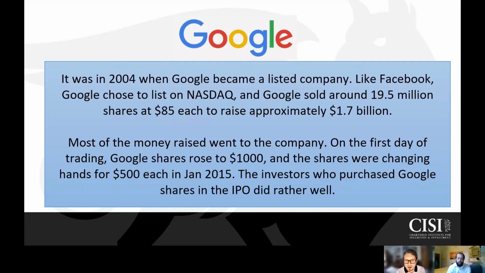So Google at the time sold around 19.5 million shares, and they were trading at $85 a share when they went public, raising about 1.7 billion. So actually quite a lot less than Facebook at the time. But then on the first day of trading, Google shares went up to $1,000 a share apparently, and they were changing hands for about $500 each in January 2015, 11 years later. So, again, talking about Facebook and the share price now, even back then for Google, if you had those shares when it was IPO'd at $85 a share, and then suddenly in 2015 they're trading at $500 a share, then if you sold them, you would be very, very happy indeed. So again, it's another example of a big tech company that has listed, and the opportunities that shareholders get as a result.